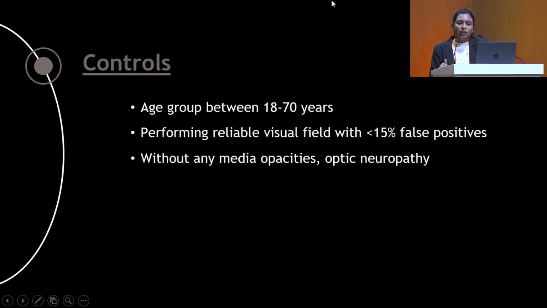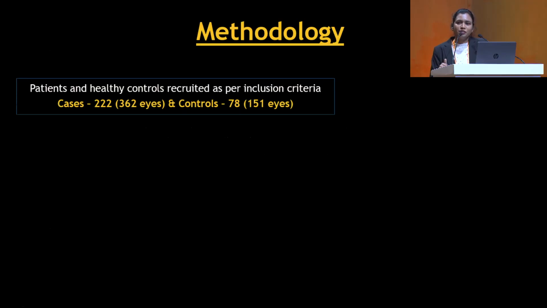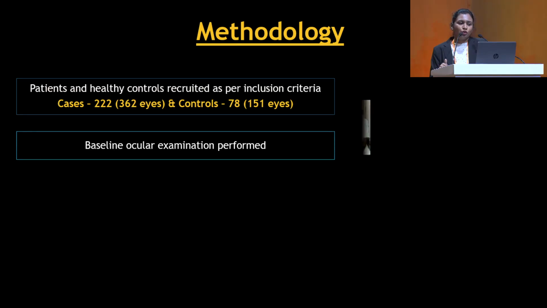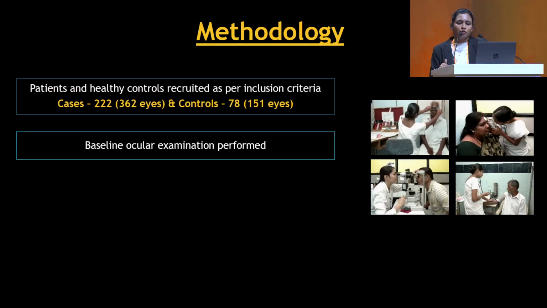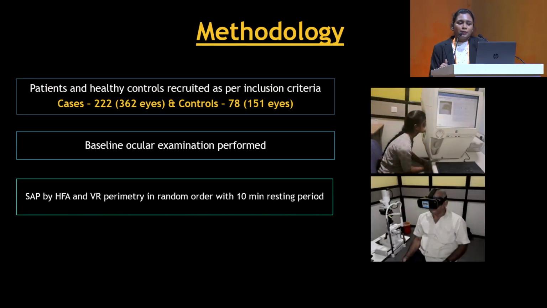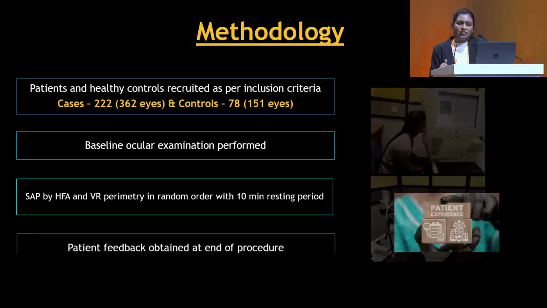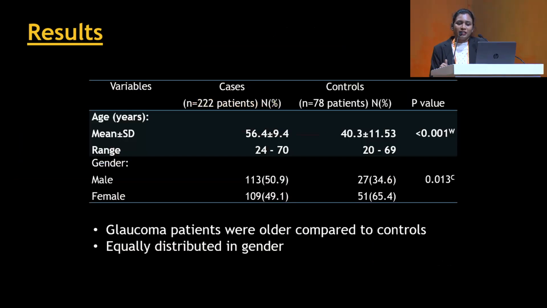Controls also belonged to the same age group and were able to perform visual fields reliably without any media opacities which could bias the diagnosis. Coming to methodology, we had 362 eyes of 222 patients in cases and 151 eyes in the control group. Baseline ocular examination was performed as shown in the image. These patients underwent standard automated perimetry and VR perimetry in random order with a 10-minute resting period on the same day. Patient feedback was obtained at the end of the procedure.